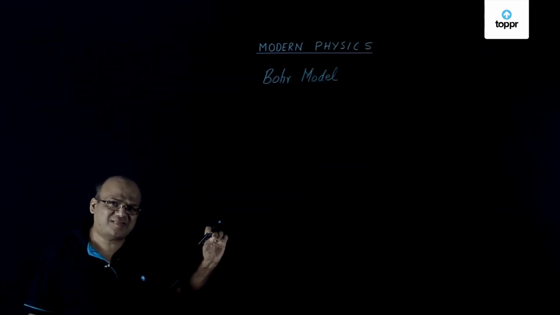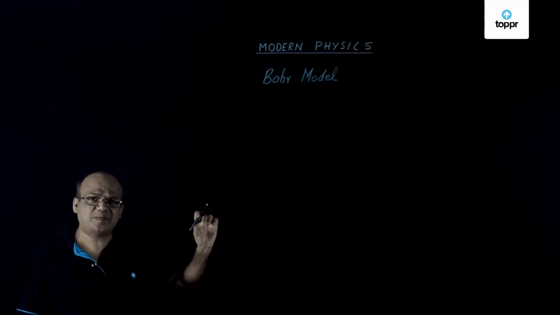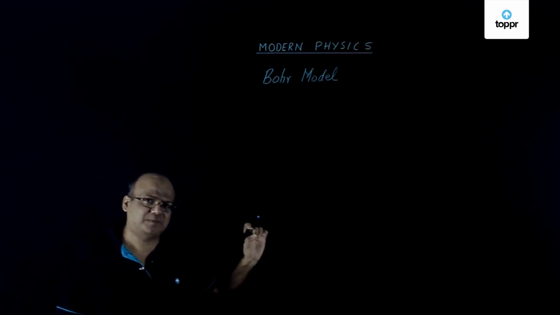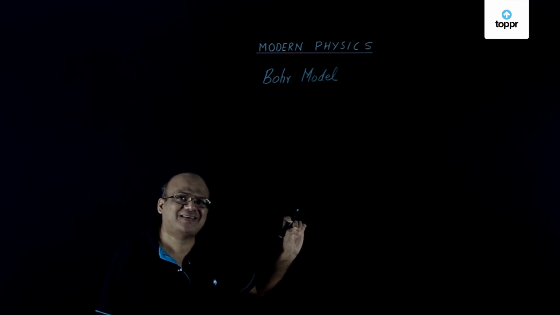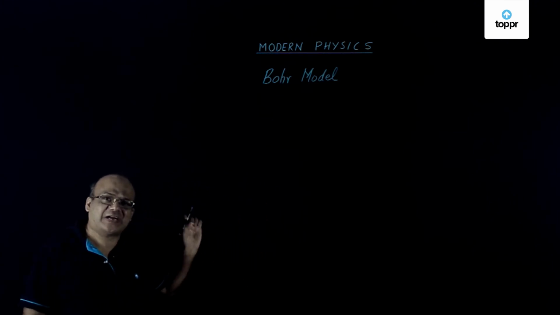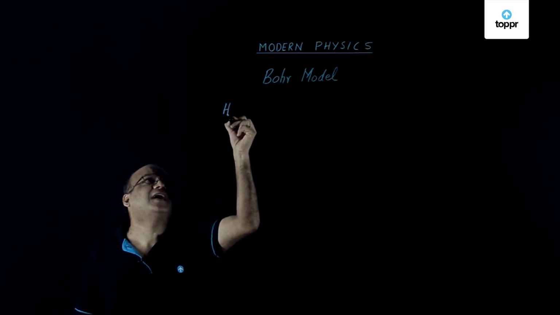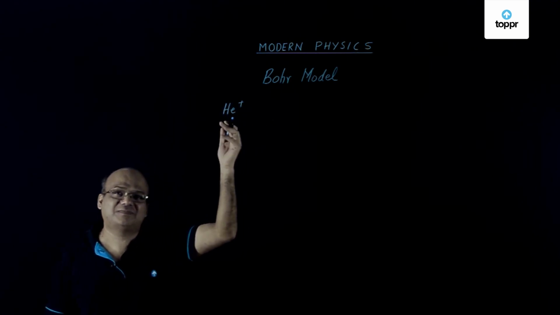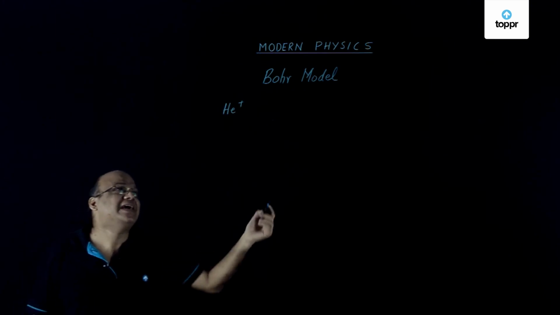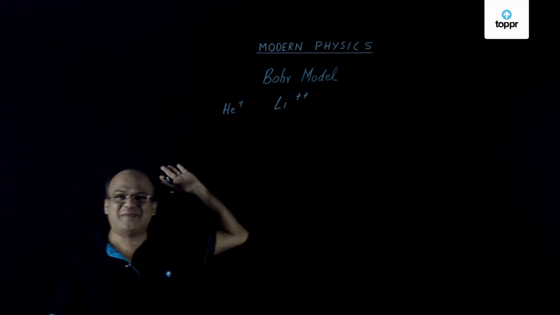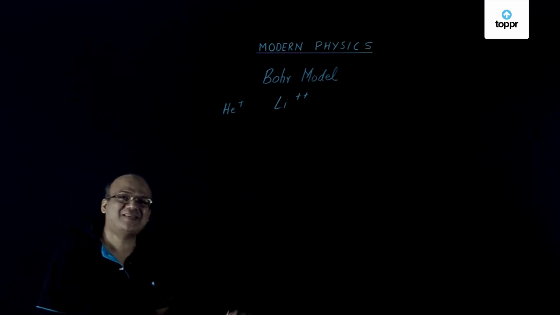Now we will discuss Bohr model for hydrogen-like atoms. Bohr model is valid for single electron atoms or ions. Helium plus has got one electron, so it is a hydrogen-like atom. Lithium plus plus has got one electron, so that also becomes hydrogen-like.